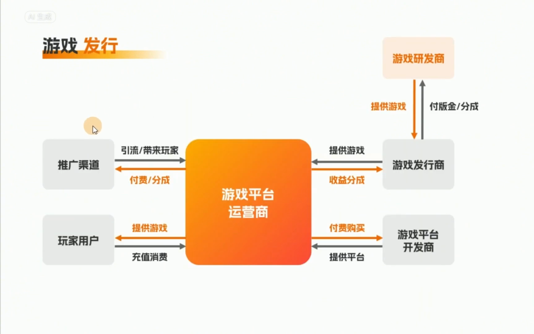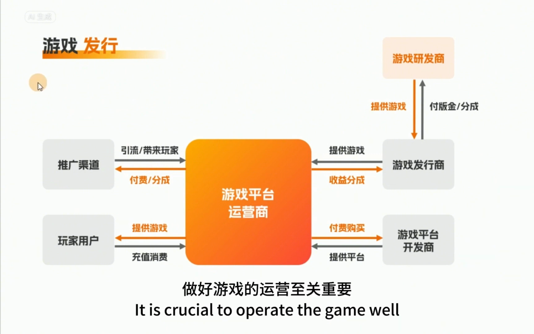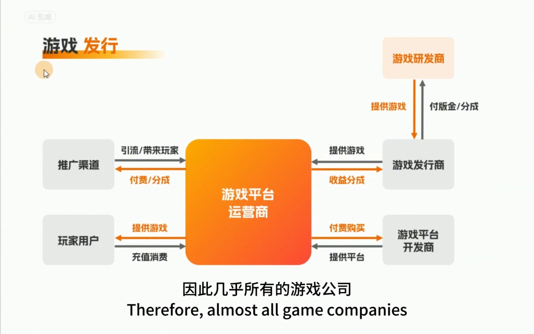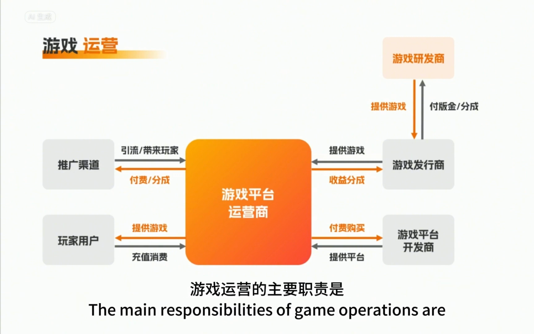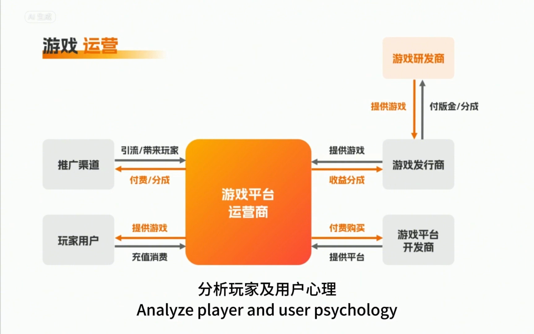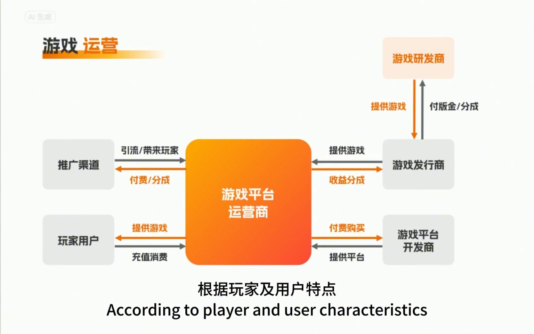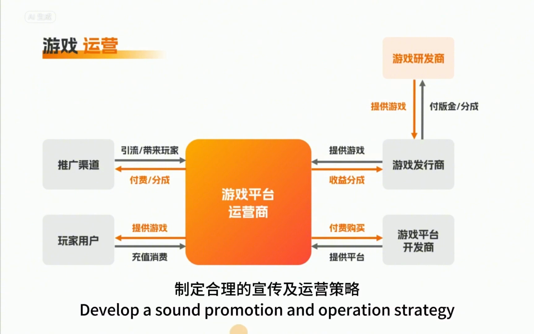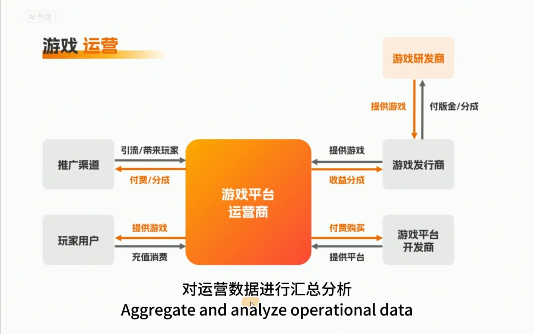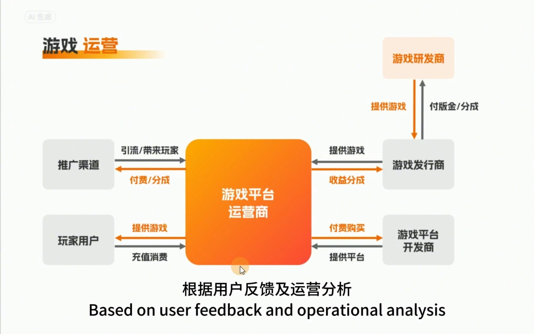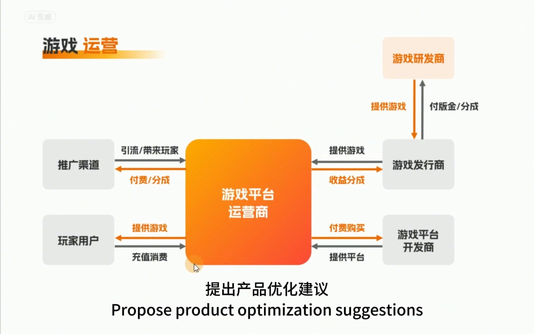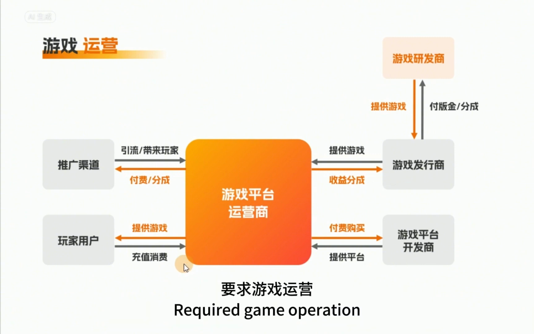After the game is released, to achieve a good income, it is crucial to operate the game well. Therefore, almost all game companies will have a game operation position. The main responsibilities of game operations are: analyze player and user psychology, develop a sound promotion and operation strategy according to player and user characteristics, aggregate and analyze operational data, properly handle operational accidents, and propose product optimization suggestions based on user feedback and operational analysis.